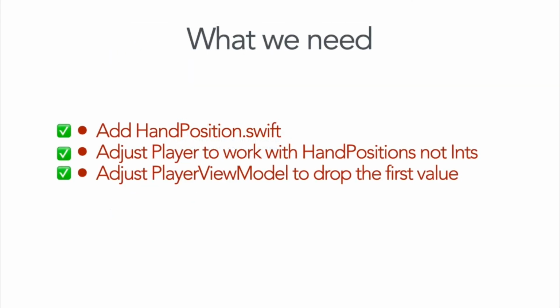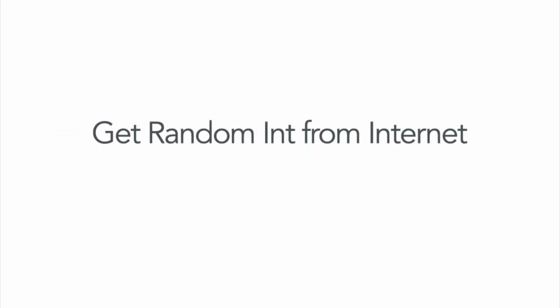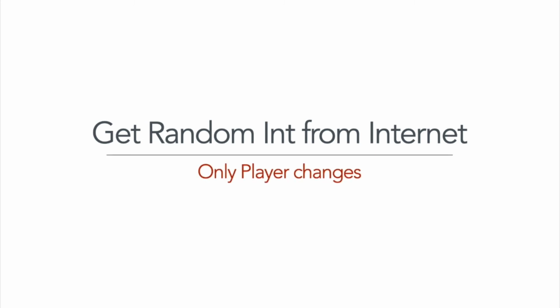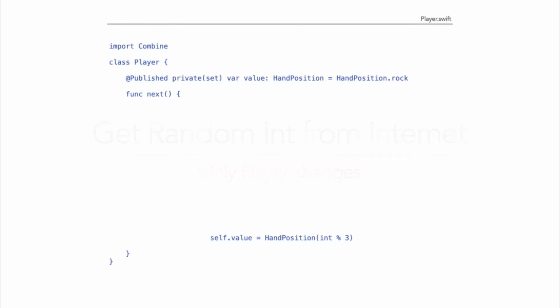While we're at it, instead of generating a random int using int.random, let's get a random int from the internet. I've got an instance of Vapor up that is generating random ints, and so we'll hit that site to get our random int. The only thing that has to change is player, because player used to create its own int using int.random. Now it's going to have to hit the URL and parse the data it gets back. So we're going to use combine for URL session.